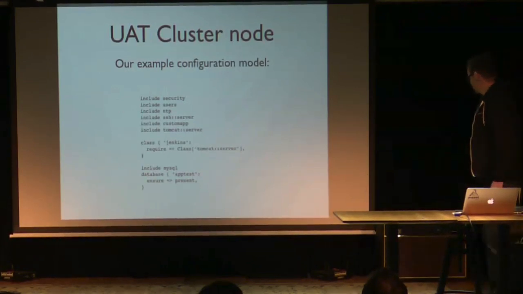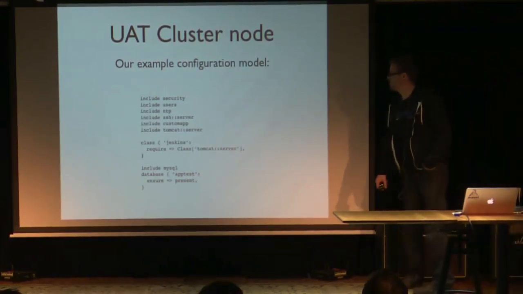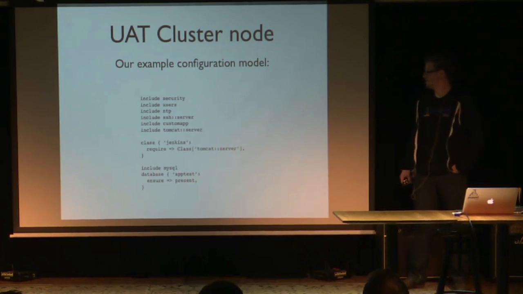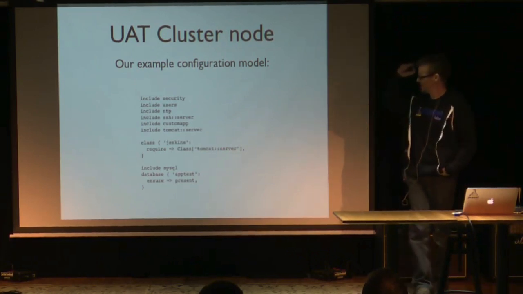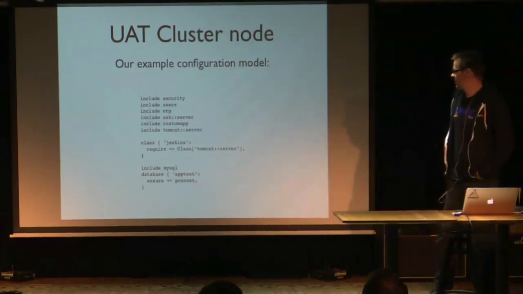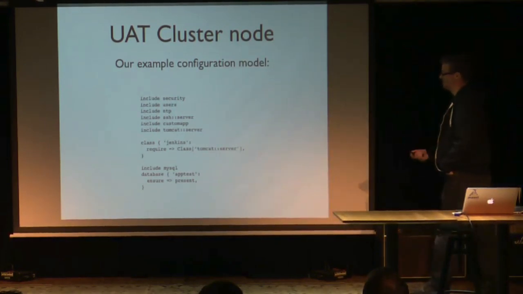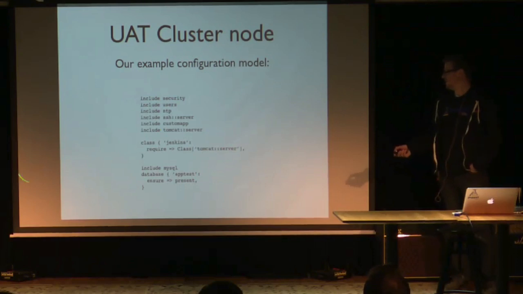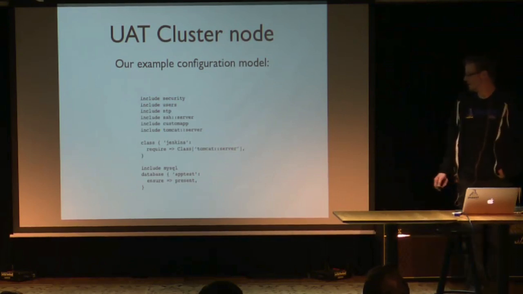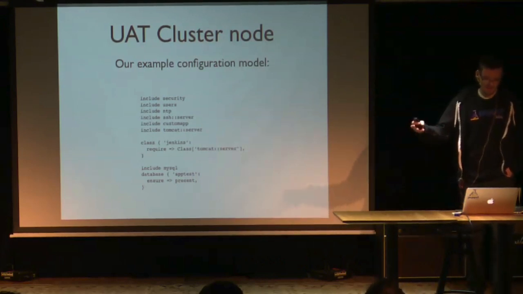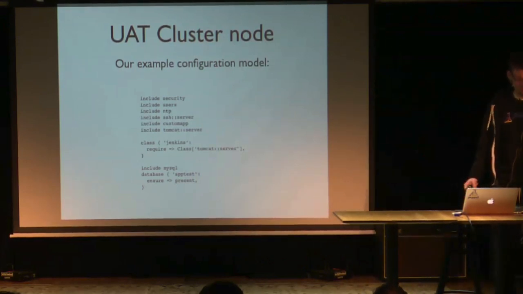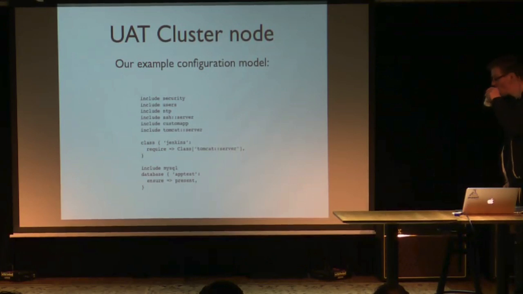So let's take an example configuration model. This is a UAT cluster node. Let's just say it needs all this base stuff. It needs security, users, NTP, SSH. That's what the whole infrastructure needs. It also needs our custom app. It needs a Tomcat server. It needs Jenkins, and it needs to do some implementation there. It includes MySQL, and we need to use a resource from the MySQL class. So that's what we want to end up with as the end result.